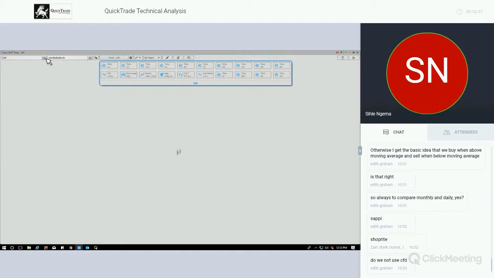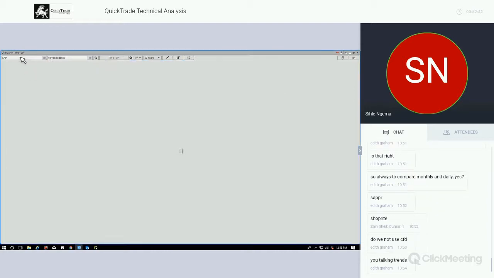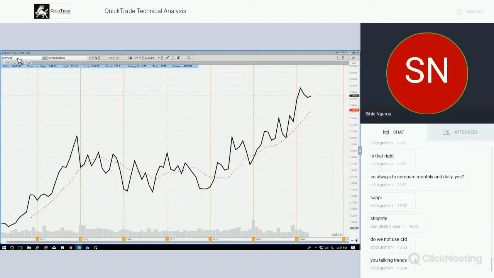I think we have a problem with our trading platform here. Let me try SHP. I want to see if SHP is going to come up. That's also not coming up. Oh, okay. SHP is coming up. Sorry, we'll come back to your SAP, Edith.